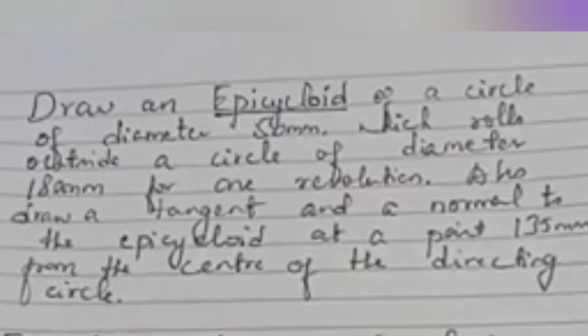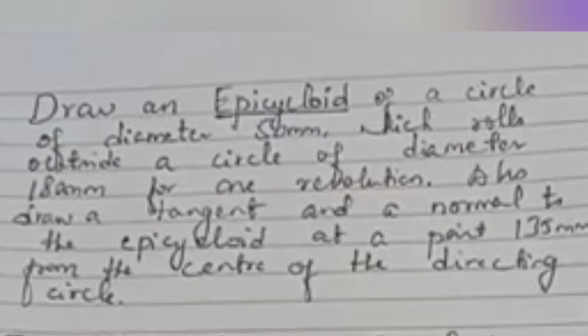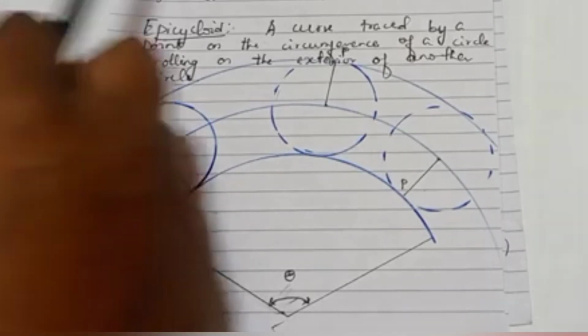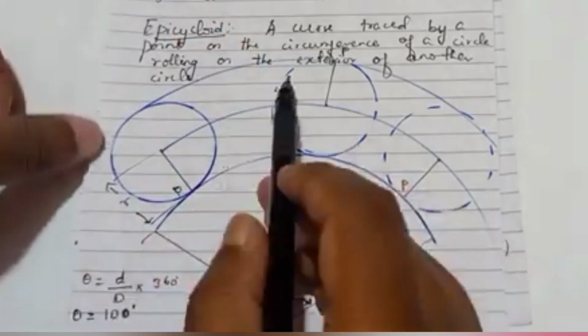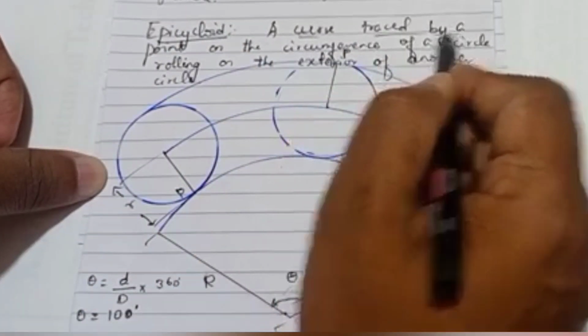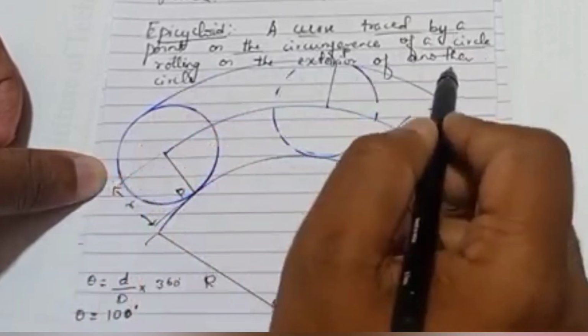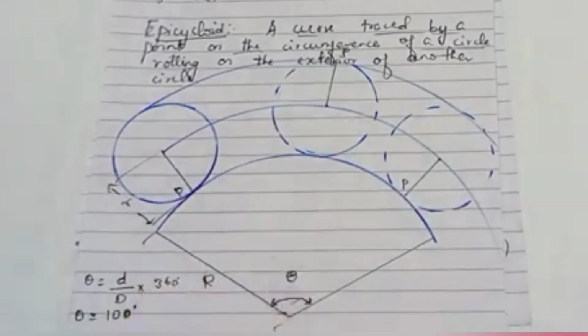Draw an epicycloid of a circle of diameter 50 mm which rolls outside a circle of diameter 180 mm for one revolution. Also draw a tangent and a normal to the epicycloid at a point 135 mm from the center. First we are going to learn what an epicycloid is. An epicycloid is a curve traced by a point on the circumference of a circle rolling on the exterior of another circle. That means here there will be two circles.